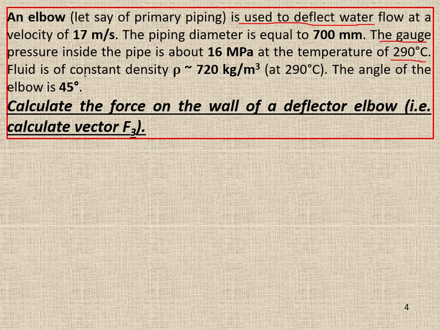The fluid has a constant density at temperature 290 degrees centigrade, which is 720 kilogram per meter cube. The angle of the elbow is 45 degrees, so the angle is given here. Now let's see what we have to do: calculate the force on the wall of the deflector elbow, that is, calculate vector F3.